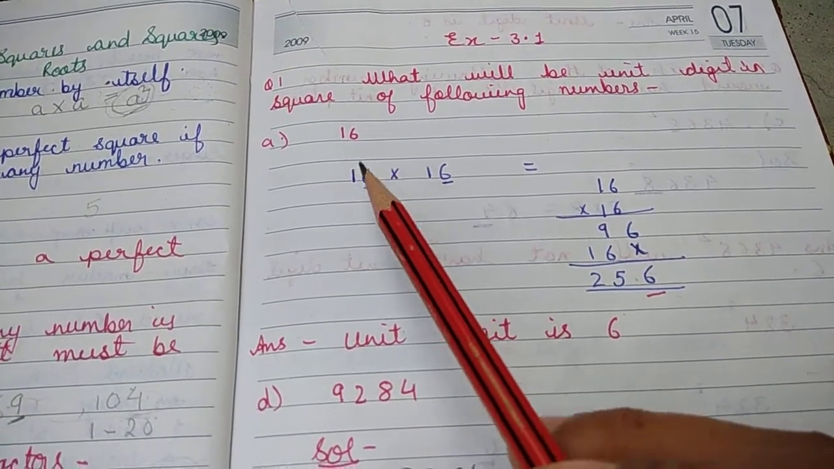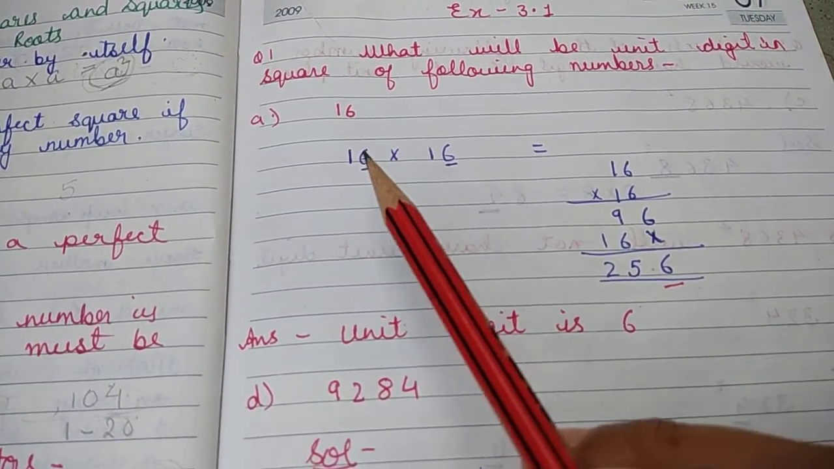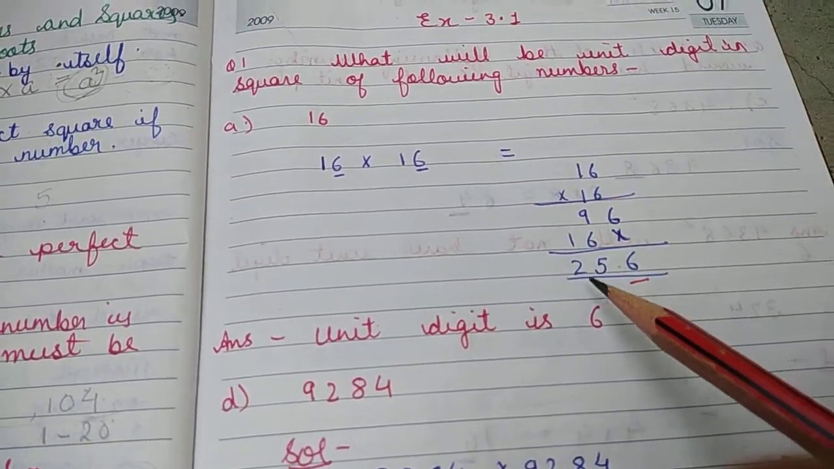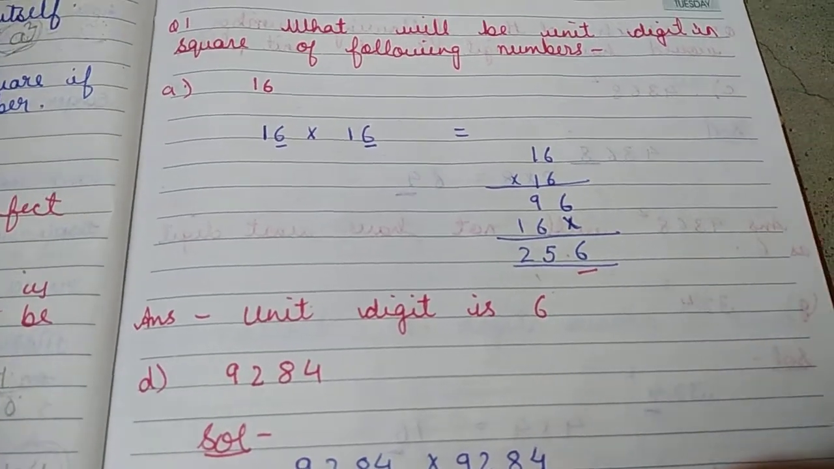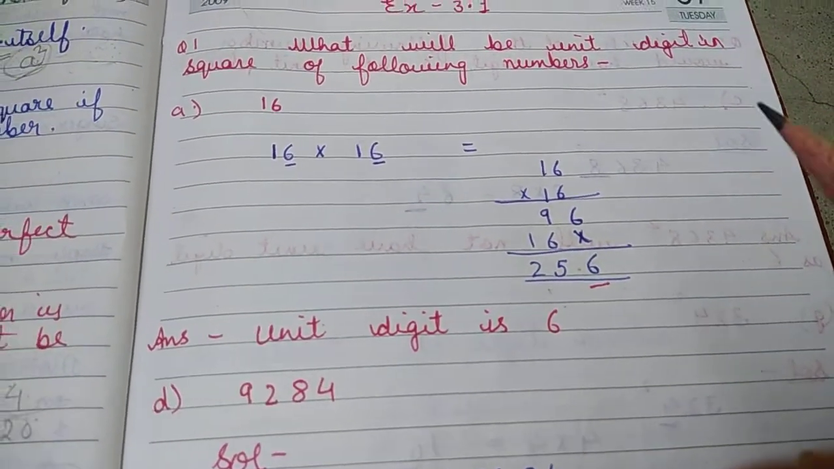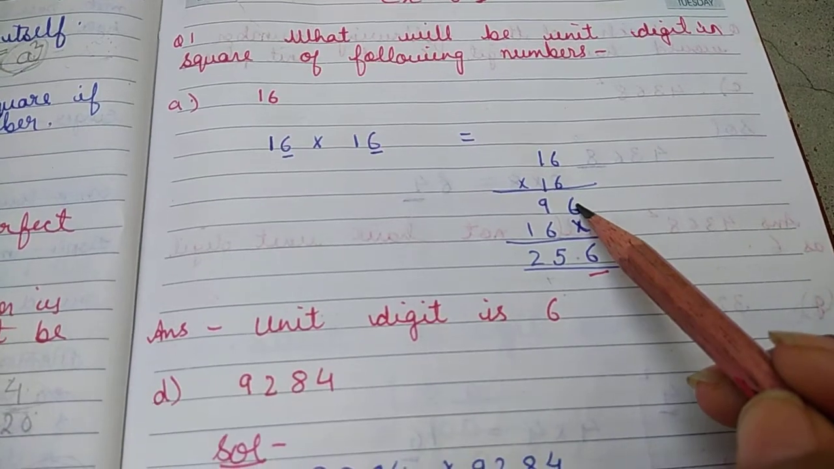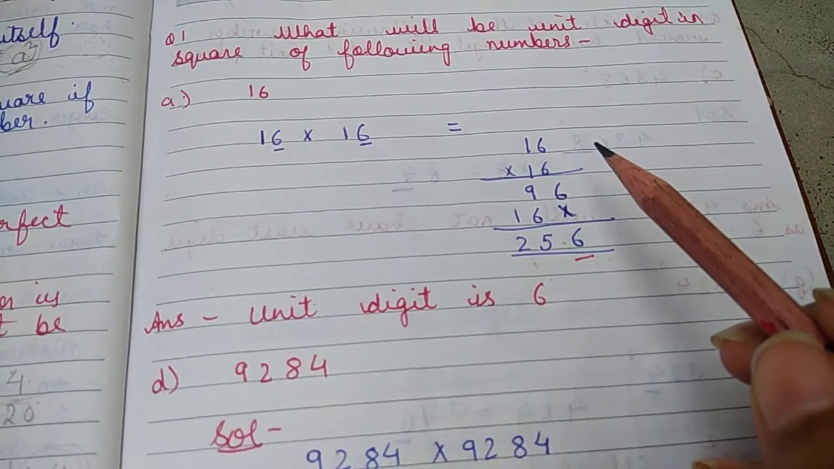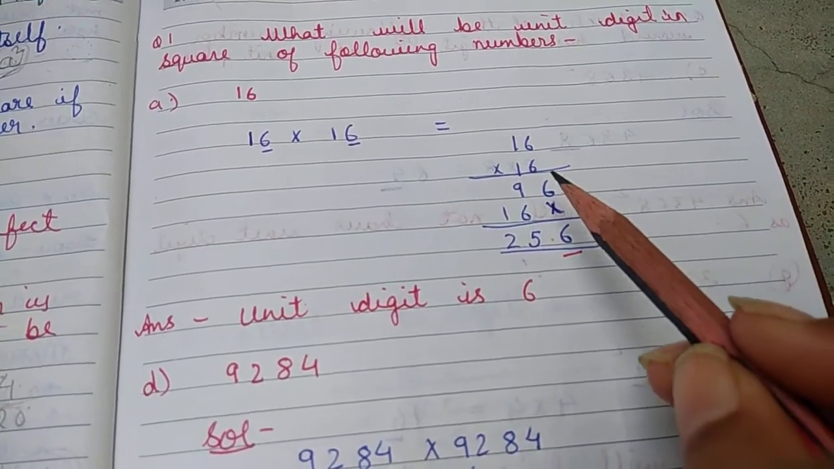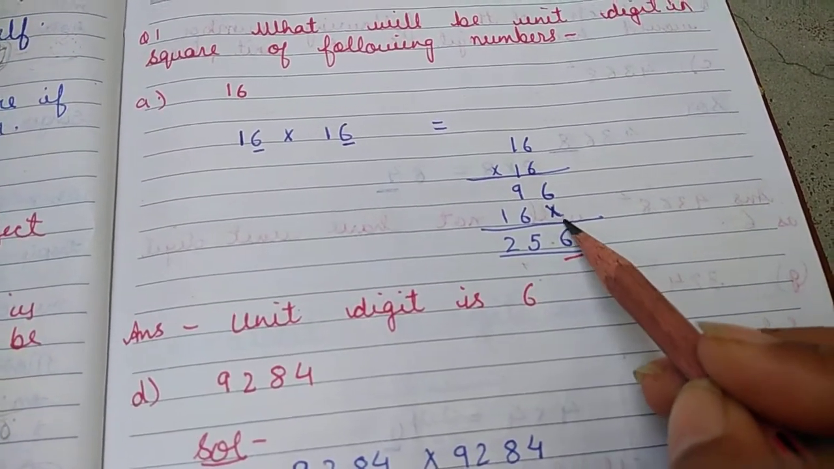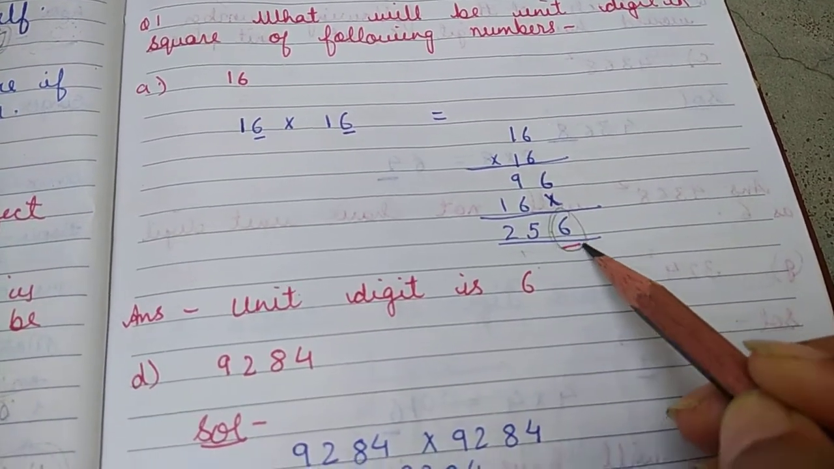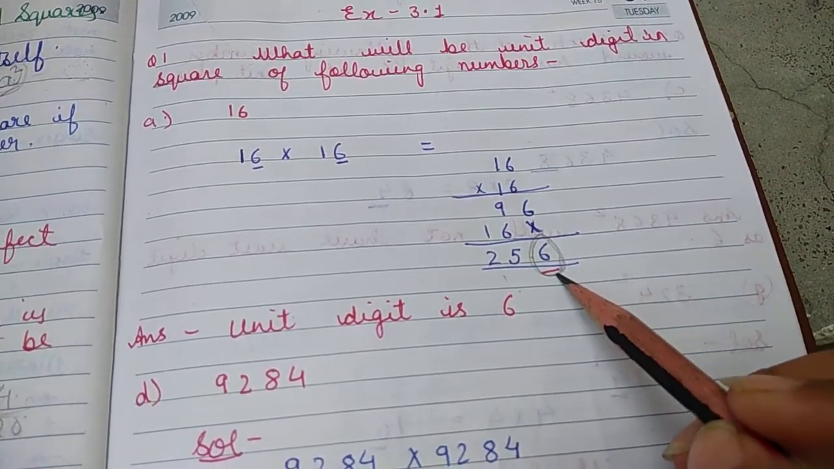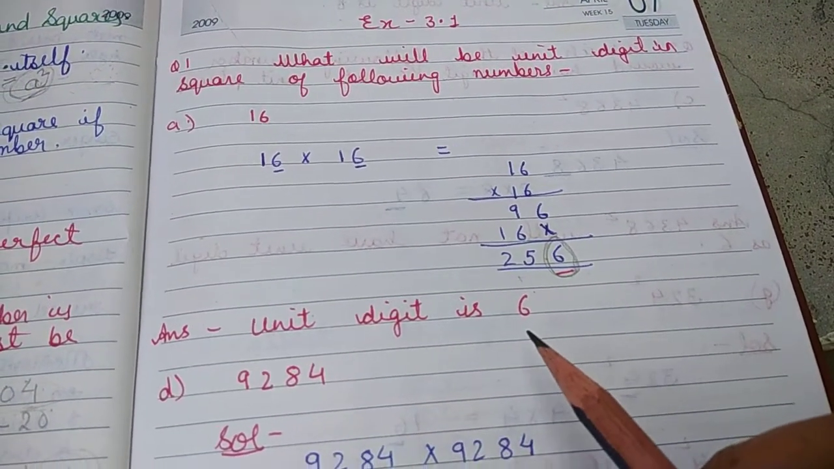So if 16 is the number, then how will we find the square? By multiplying 16 by 16. So 16 into 16. If you do the multiplication, what will you get? 6 6s are 36, 3 carry 8, 6 1s are 6, 9. Okay, so you have to do simple multiplication, and then you just do the addition. The unit digit is the ones digit. You have to find what would be the last digit. So here the last digit is 6, so the unit digit is 6.